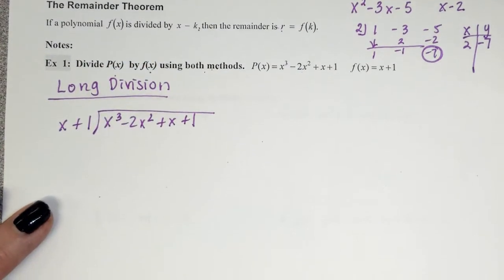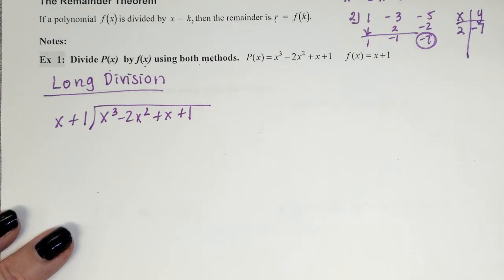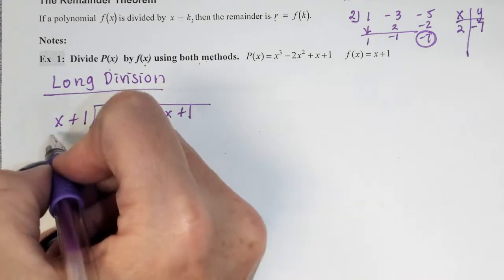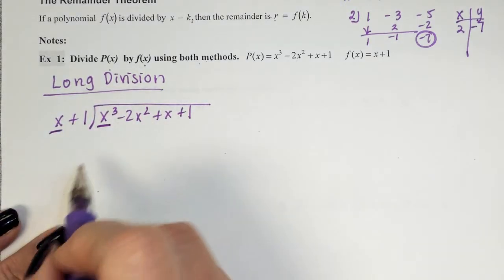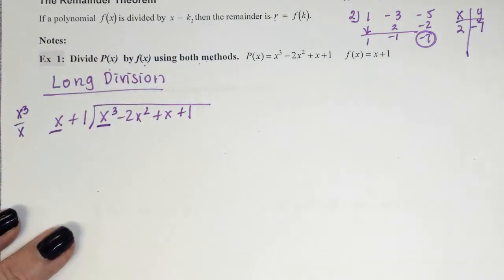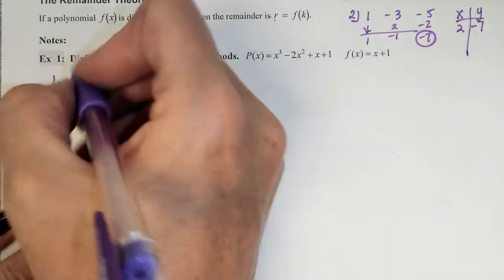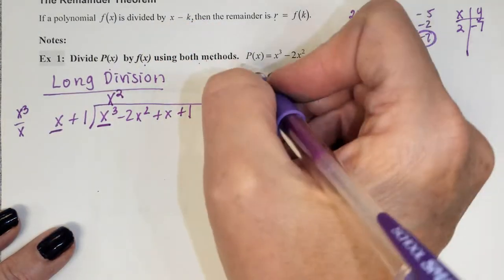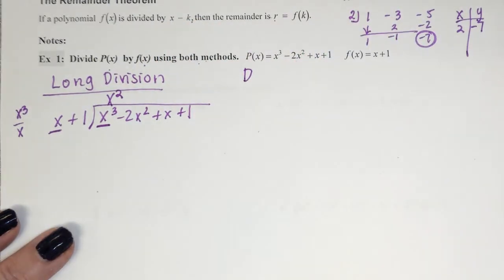We do this just like we do long division with numbers. It's the same process. When we were doing the warm-ups, when we were doing long division, the first thing we did is we said, what's this divided by that? So what is x to the third divided by x? What does that give us? X squared. So x squared goes here. What do we do next? After we've divided in long division, what do we do next?